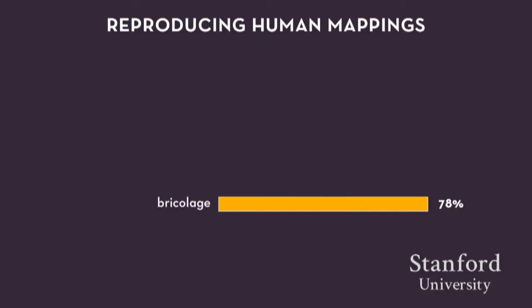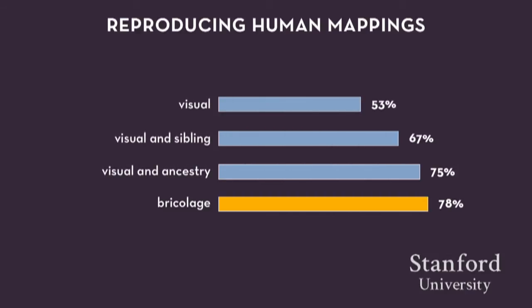And in fact, this learning works fairly well. Bricolage is able to reproduce human mappings with nearly 80% accuracy. And we show that this careful balance between semantic and structural constraints is essential to producing good mappings. If we remove any of the terms from the cost model, the predictive power of the algorithm decreases substantially.